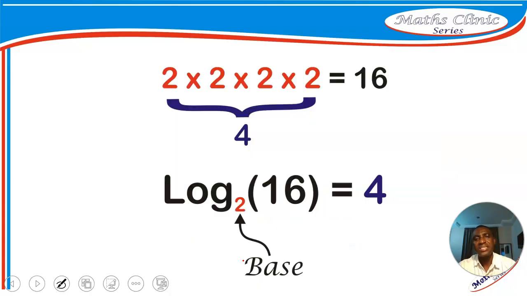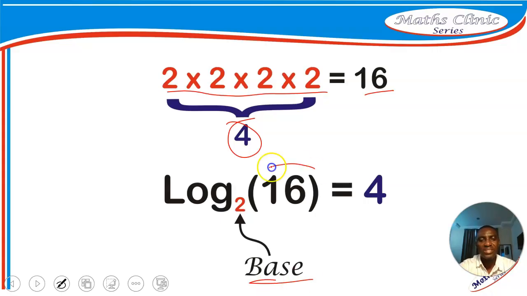Okay, good. Now, if we look at it again like this, we say 2 times 2 times 2 times 2, which is 4 times, I can multiply 2 to get 16. So the 2 becomes our base. The 16 is the argument or the main log. And then this 4, which comes as an exponent in terms of indices, becomes the answer to this log.